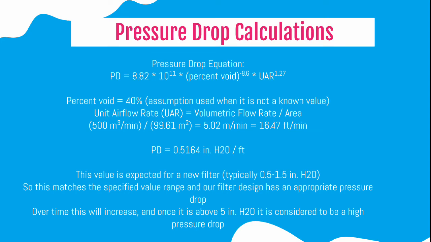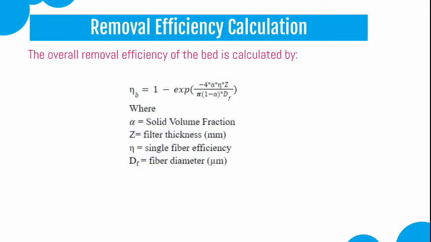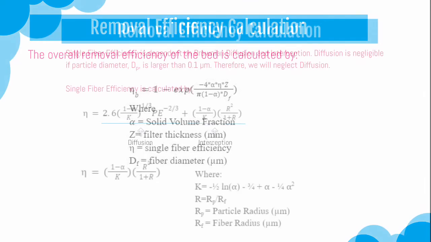The removal efficiency of a design is important to know to determine if enough contaminant will be removed. The overall removal efficiency of the baghouse filtration system is calculated by the following equation, where alpha is the solid volume fraction, Z is the filter thickness in millimeters, the Greek letter eta is the single fiber efficiency, and dF is the fiber diameter in micrometers.